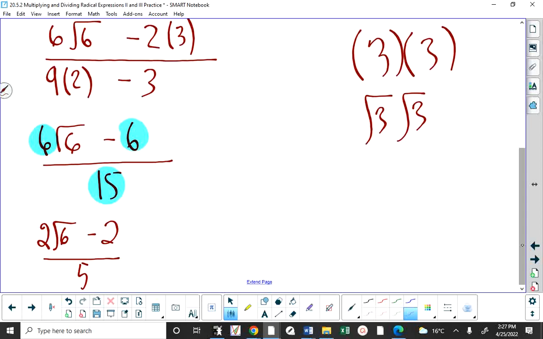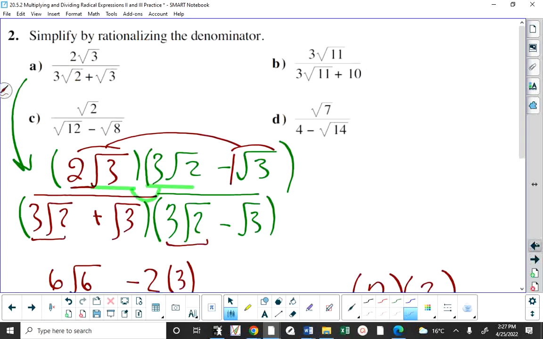Is that okay? Perfect. Other questions? Go ahead, Zoe. 2c and anything from 3. Certainly. So 2c is root 2 over root 12 minus root 8.